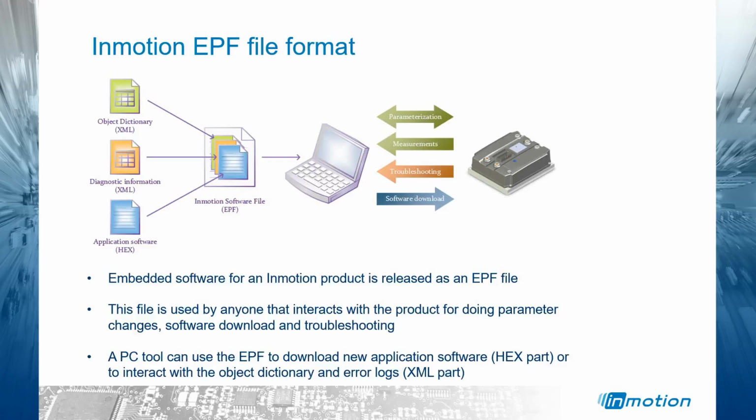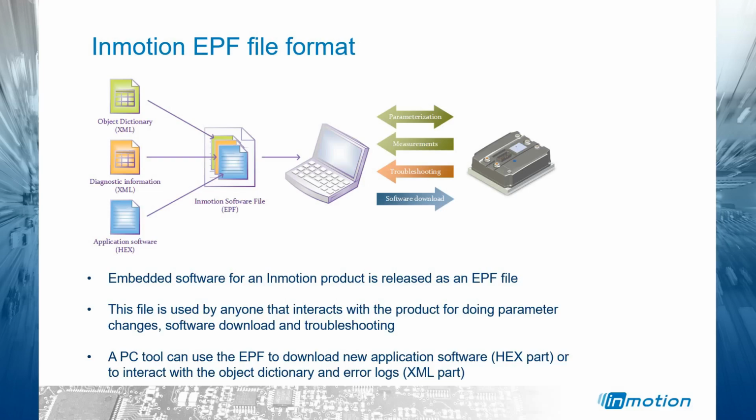Okay, let's talk about the Inmotion EPF file format. It's an embedded software for an Inmotion product and it is released as an EPF file. This file is used by anyone that interacts with the product for doing parameter changes, software download and troubleshooting. A PC tool can use the EPF to download new application software, that would be the hex part, or to interact with the object dictionary and error logs.